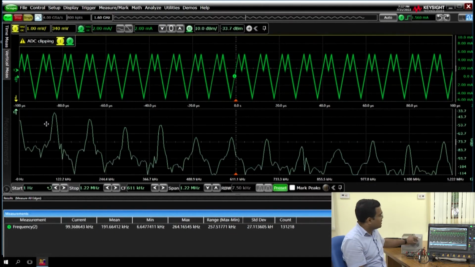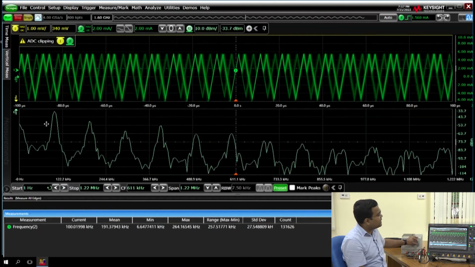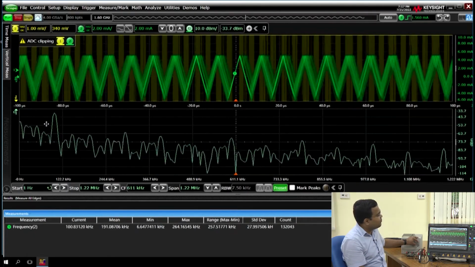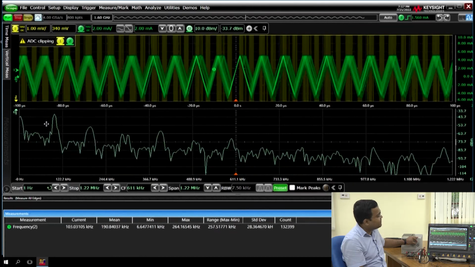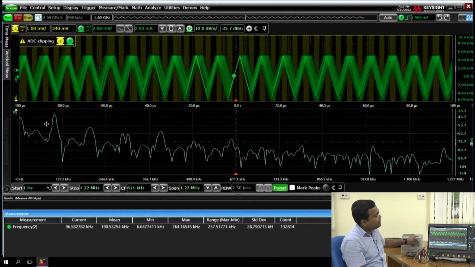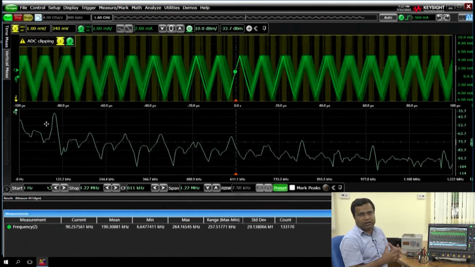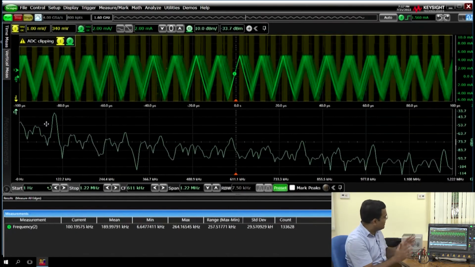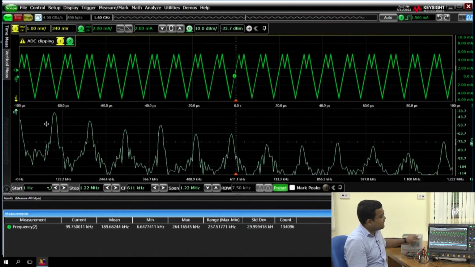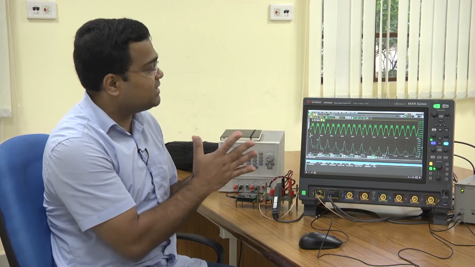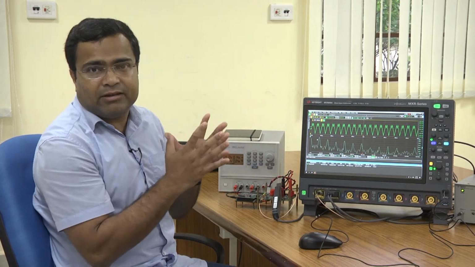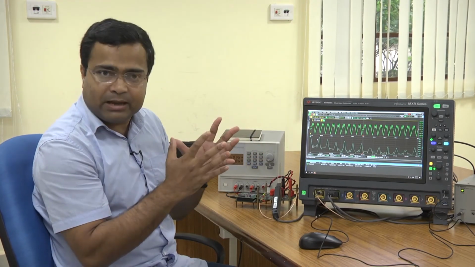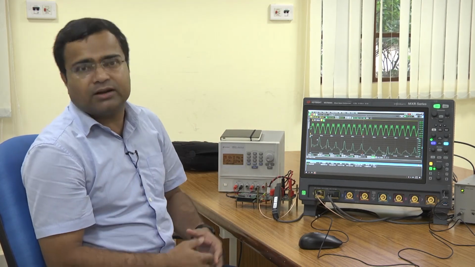Similarly, if you further decrease the input voltage, you will find more unstable behavior, and it may lead to even higher periodic as well as chaotic behavior. So the main takeaway of this lecture is that you can clearly evaluate the power spectral density of stable as well as unstable behavior of a switch mode power converter. Thank you very much.